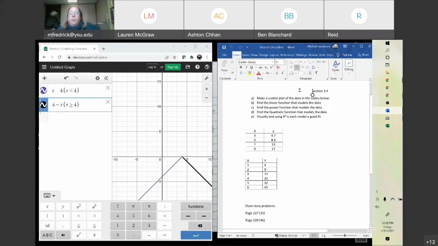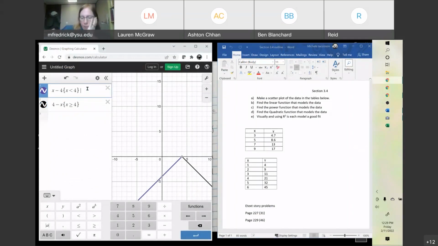Okay. So for the first one, we want to make a scatter plot. Now don't go to the other functions. Stay on this screen. Let me delete these first. When you need a lot of equations, because we want to find the linear, the power, and the quadratic equation, it's better to put your data in a different way than we were doing. Before, I just wanted you to quickly be able to get the linear regression line. But now, since we want more than one, we'll do it a different way.